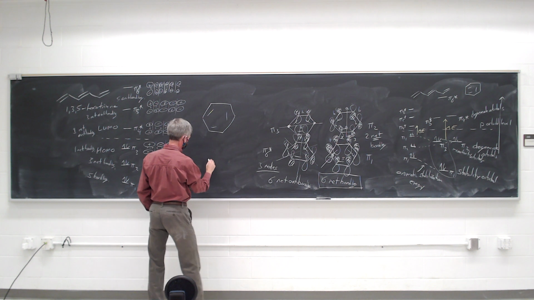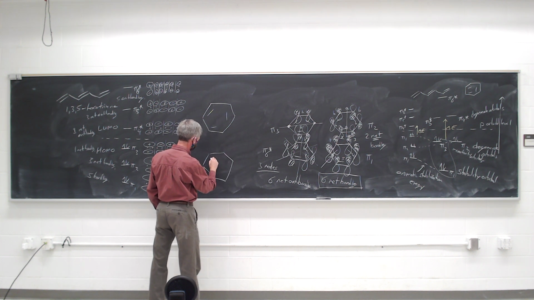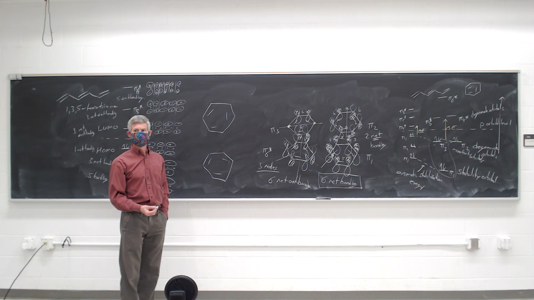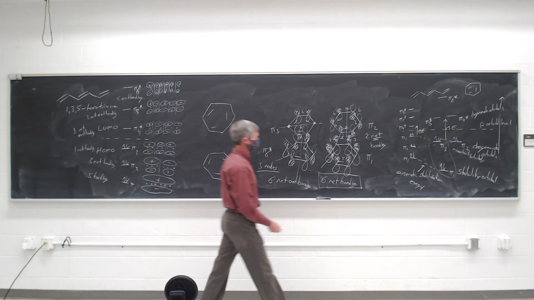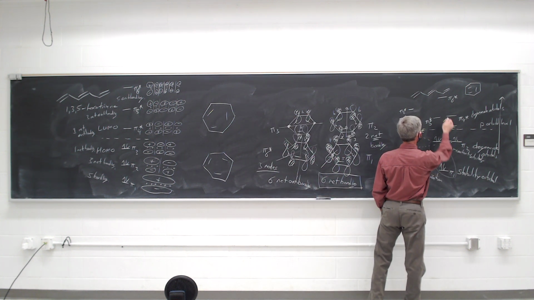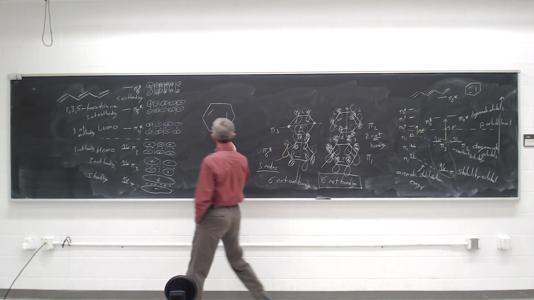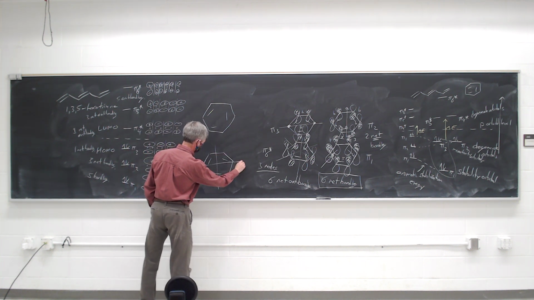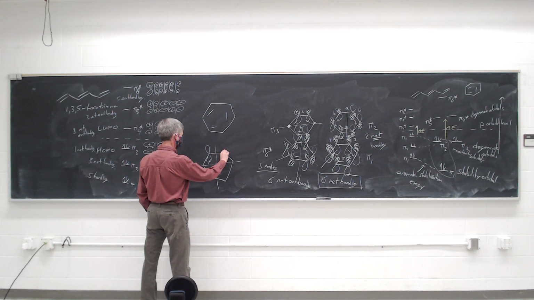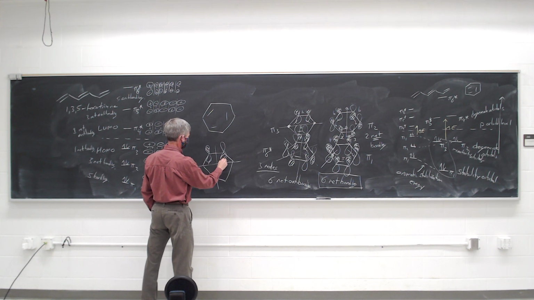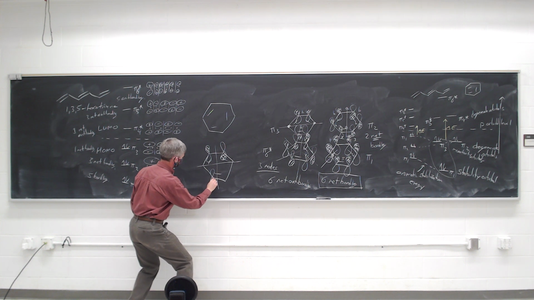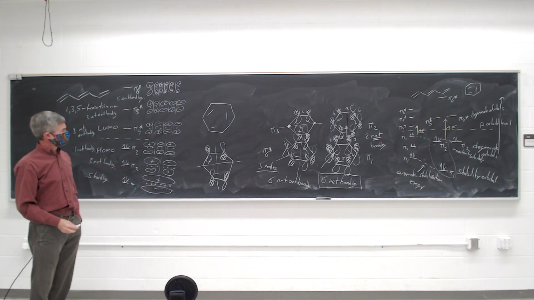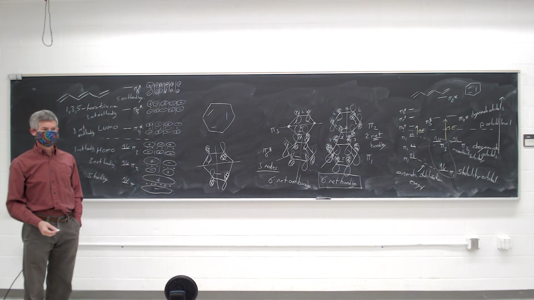What do these guys look like? How many nodes do they have? 2 nodes, right? 0 nodes here, 1 node here, 2 nodes there, 3 nodes there. How can we put 2 nodes through the molecule? Well, one way is to have both a horizontal and a vertical node. So it's like the anti-bonding version of pi 3, right?